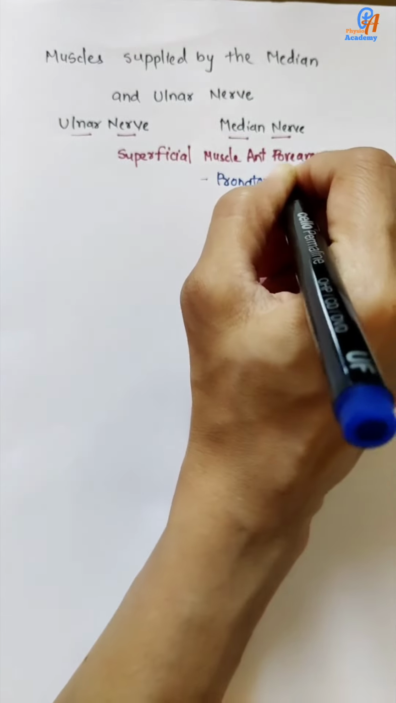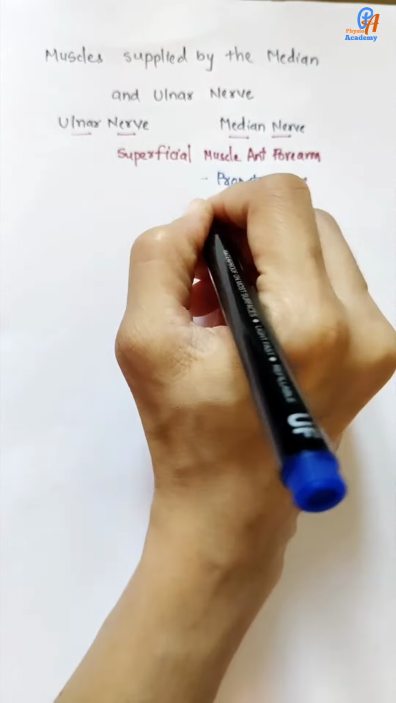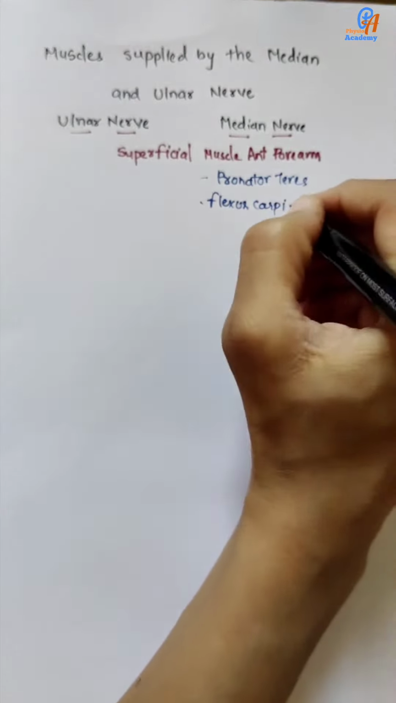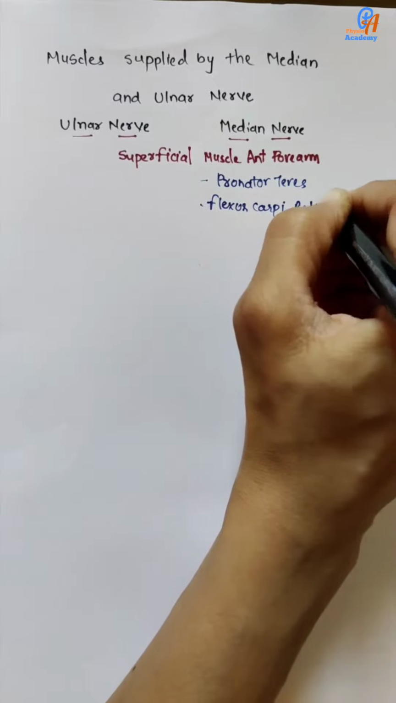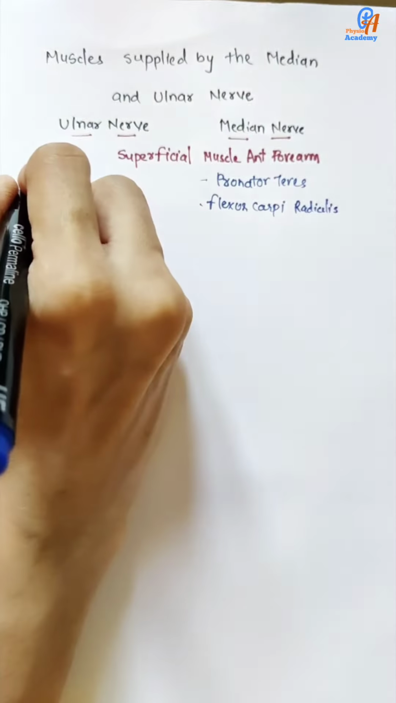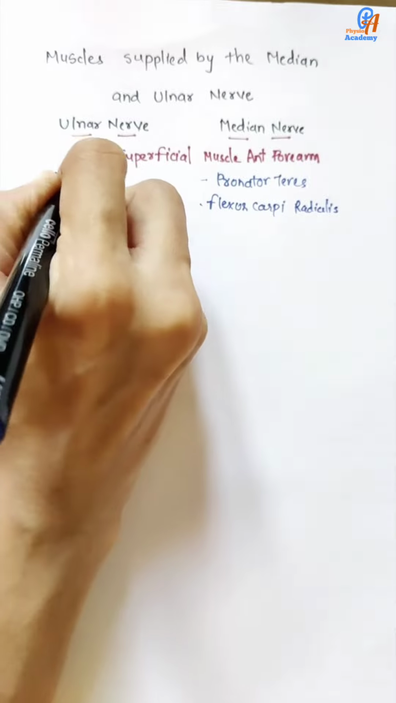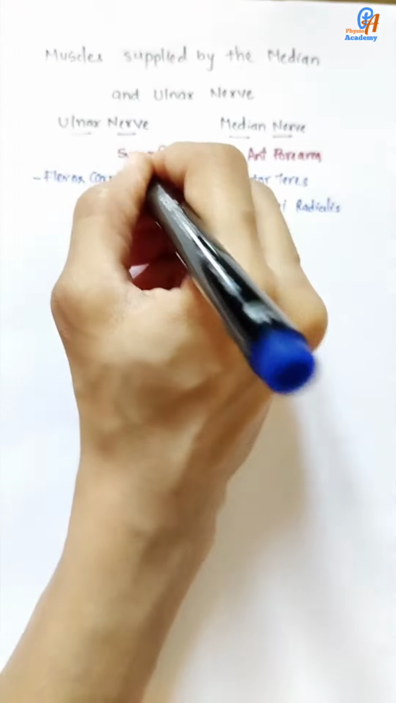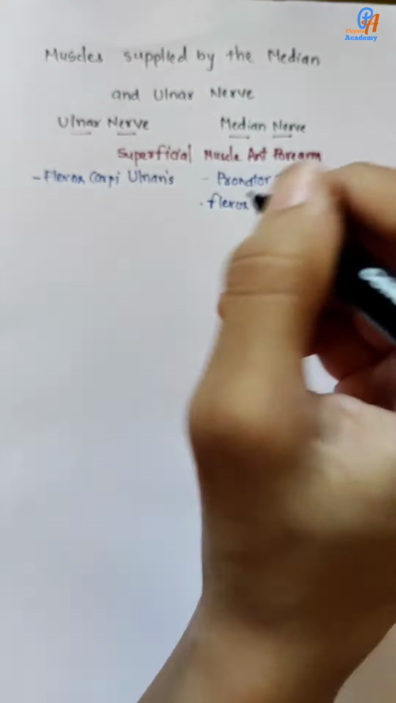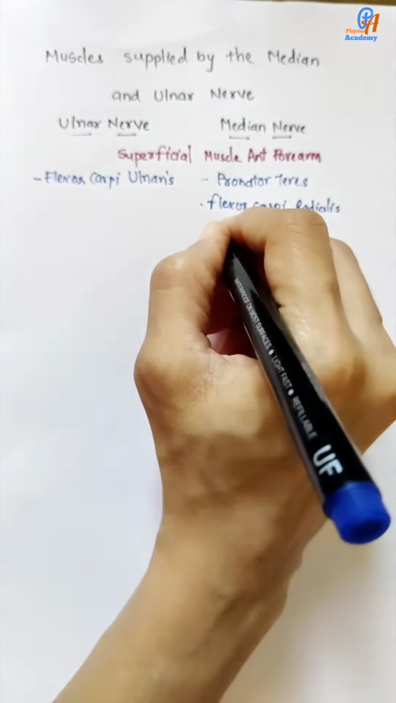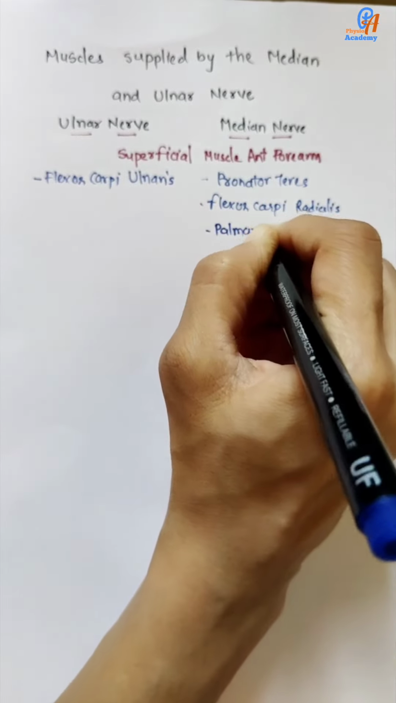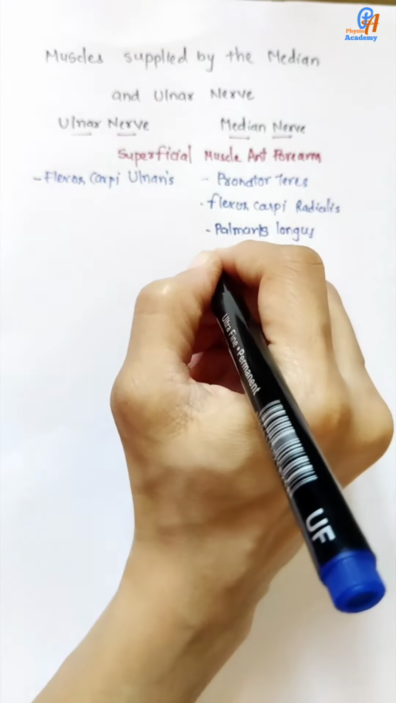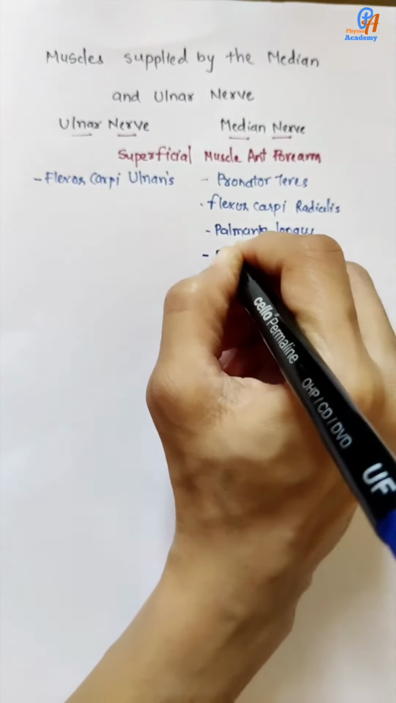Pronator teres, flexor carpi radialis. Here the flexor carpi ulnaris is supplied by the ulnar nerve. Flexor carpi ulnaris. Okay, the next is palmaris longus. Then FDS, flexor digitorum superficialis.